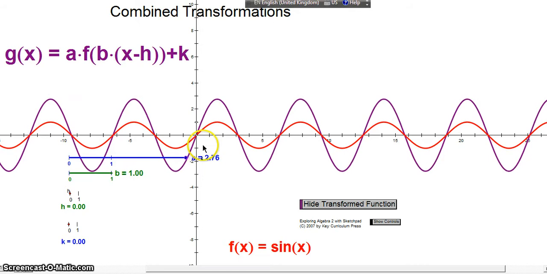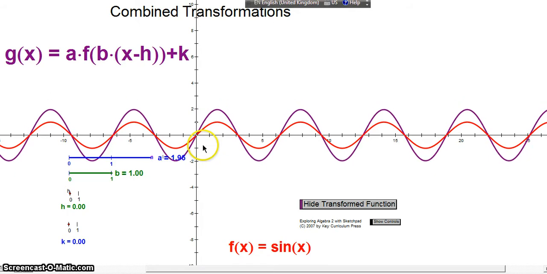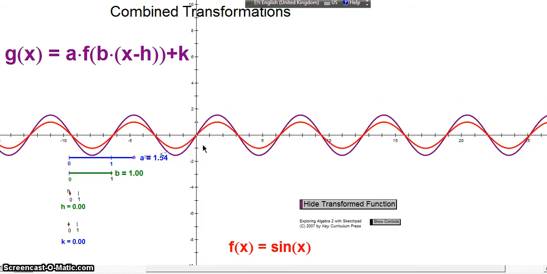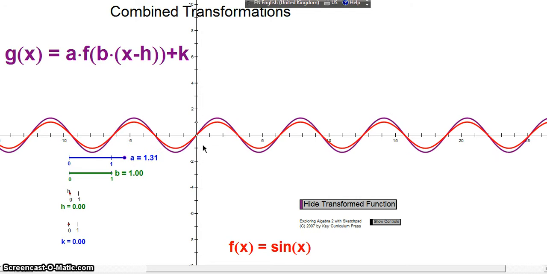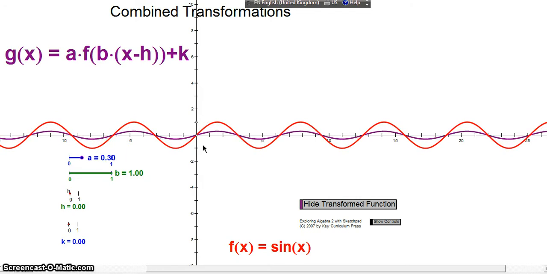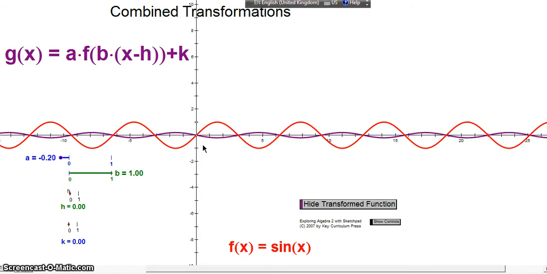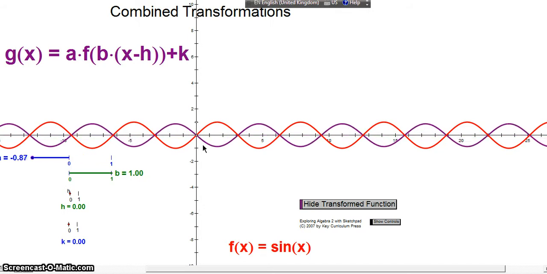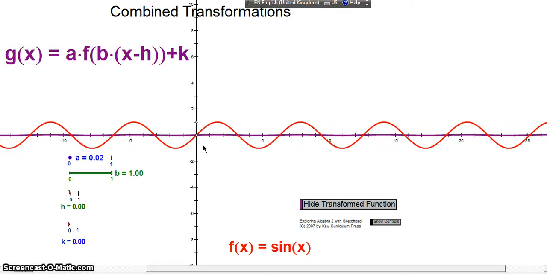And if I now make this number smaller, the periodic function changes. Now, the term that describes how far the function goes up and down is called amplitude. See? The amplitude gets smaller as a gets smaller. And when a gets negative, the curve switches to the other side. If I make a negative 1, it will be exactly the opposite shape. Okay? So let me bring a back to 1.